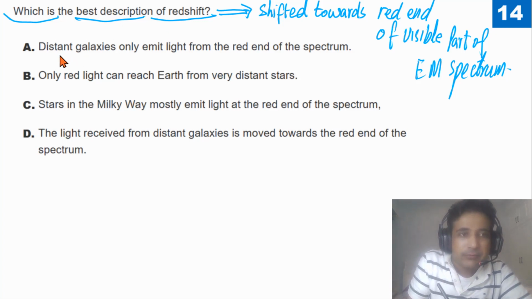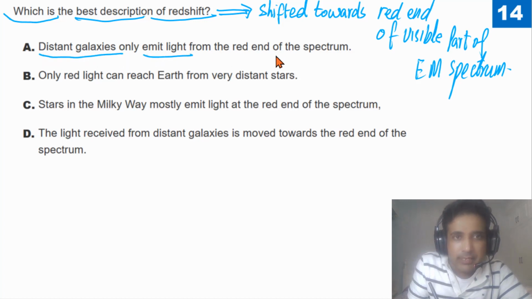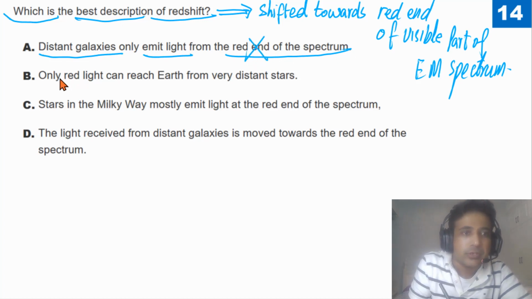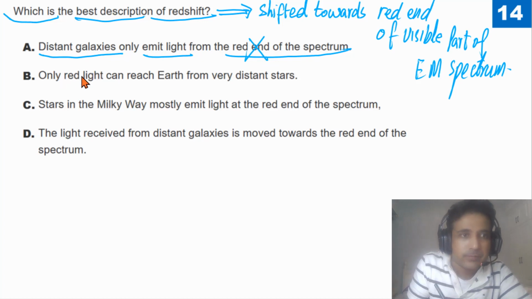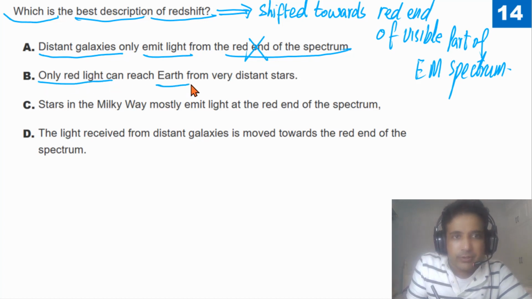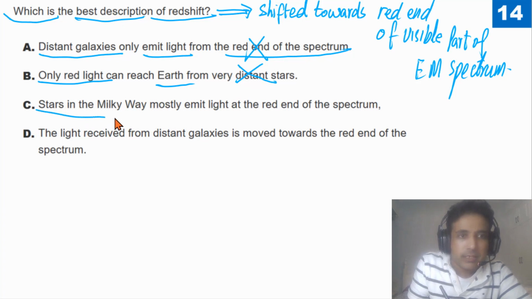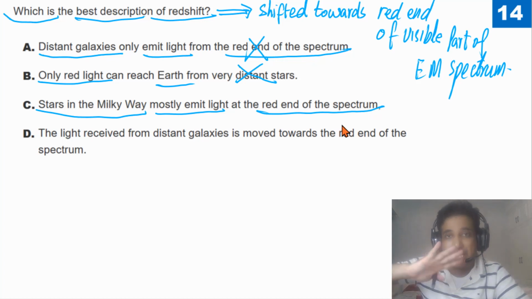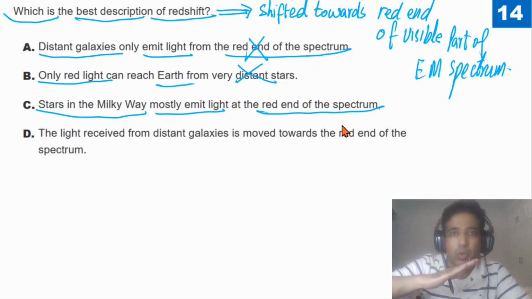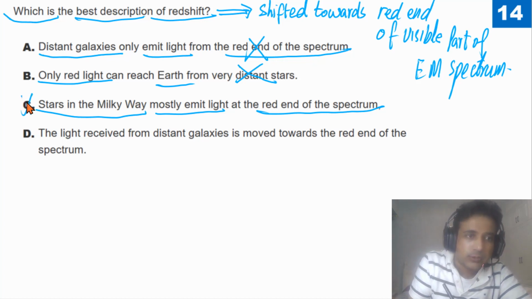So if you look at the given options, option A is telling us distant galaxies only emit light from the red end of the spectrum. This is incorrect. Galaxies emit in the whole range of EM waves. Only the red light can reach Earth from very distant stars. This is incorrect. Stars in the Milky Way mostly emit light at the red end of the spectrum. No, stars are black bodies, so they emit all EM waves. So this is also incorrect.